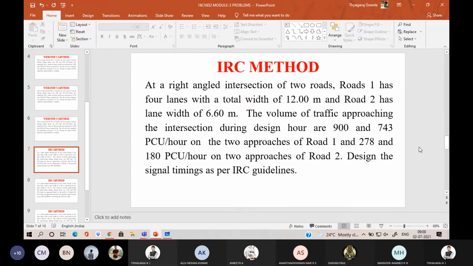So kindly note the first problem on the IRC method. This is also a very simple method, but it is a little bit lengthy. So kindly note down the first problem on the IRC method.